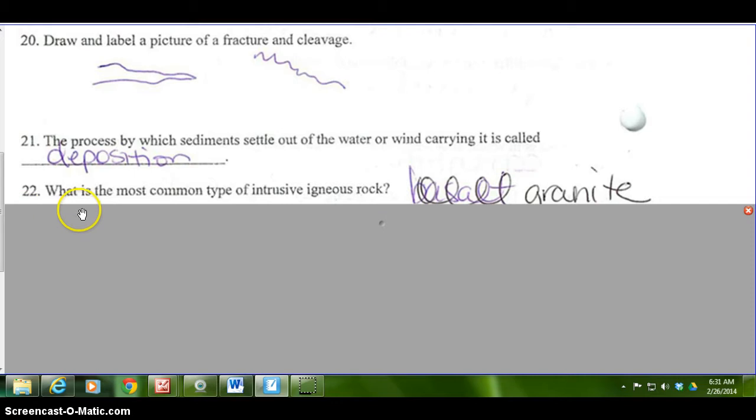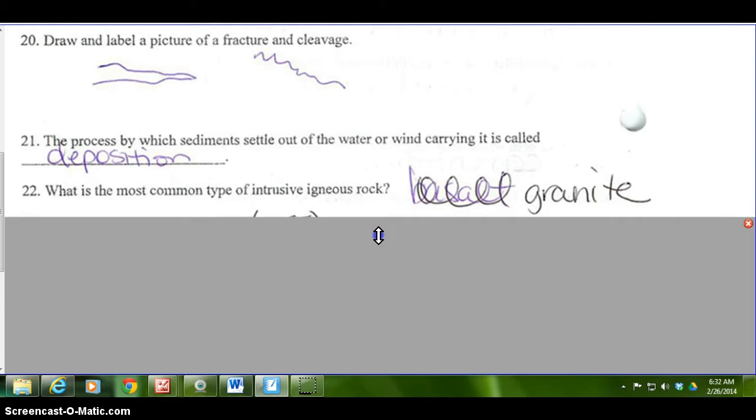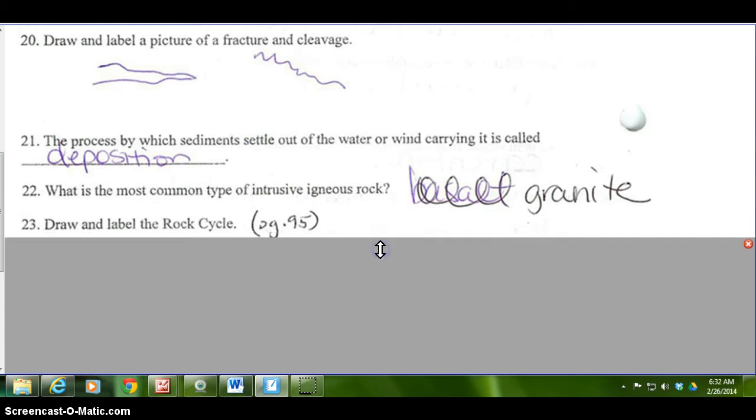Number 22, what's the most common type of intrusive igneous rock? That is granite. Granite. Intrusive. Now, extrusive, you would have basalt because of the ocean floor.